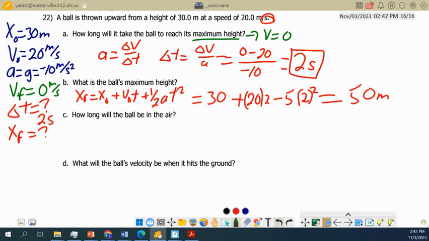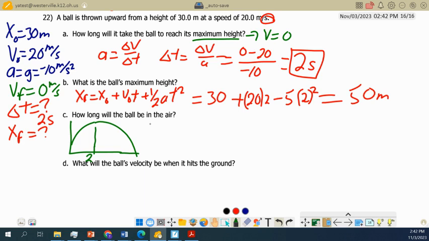How long will the ball be in the air? Well, we already know how long it took the ball to get to the top: 2 seconds. So now what we really need to figure out is how long it takes the ball to come back down and hit the ground. If we want to do that, we can plug in some variables. Let's start where it's at 2 seconds.